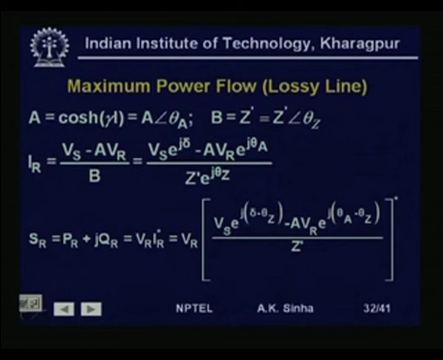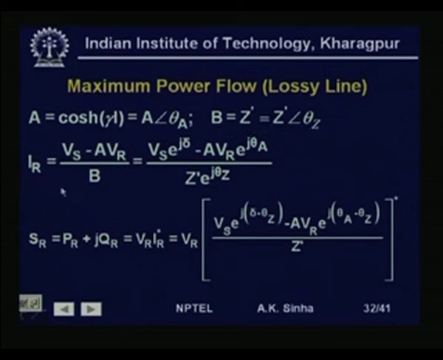The same concept we can derive for the lossy lines, where instead of using the lossless line, that is gamma being equal to j beta, we will use gamma as a complex number. Then we can write A is equal to cosh gamma L is equal to A angle theta A, B is equal to Z dash is equal to Z dash angle theta Z.